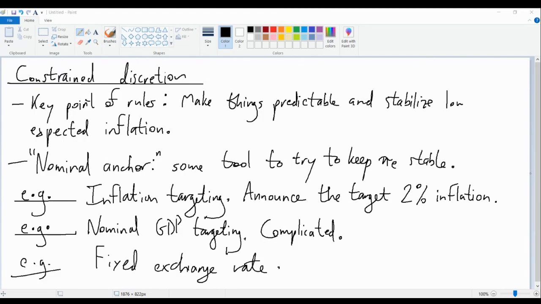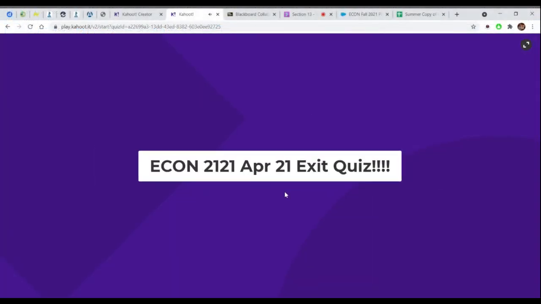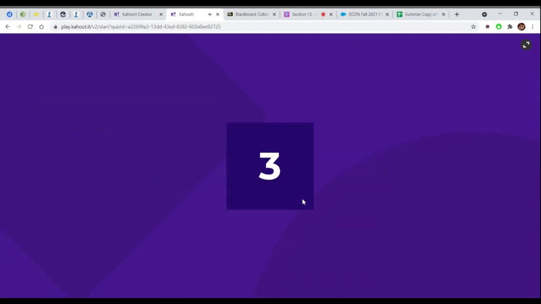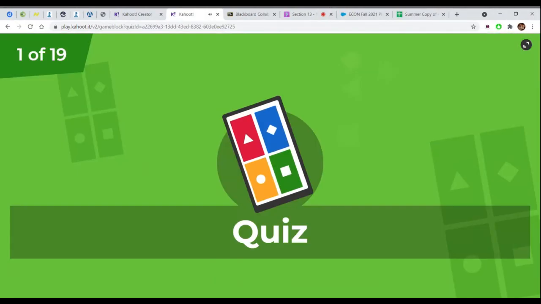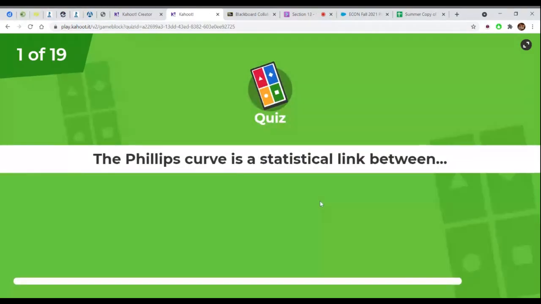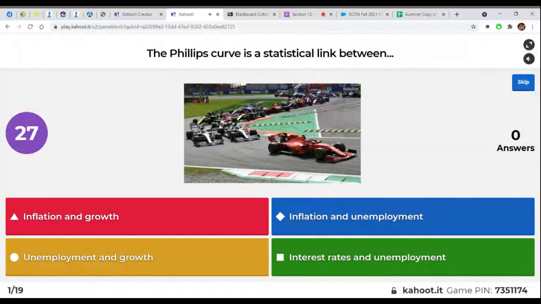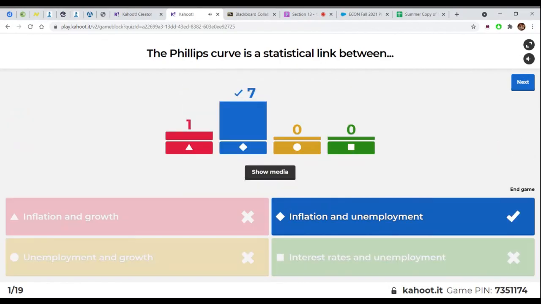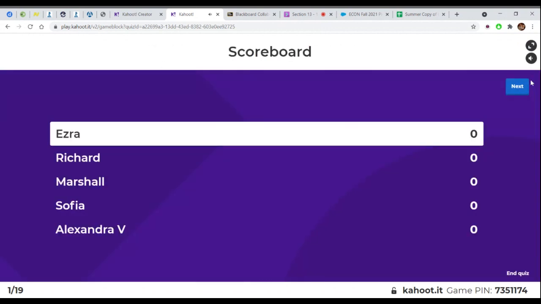Any further questions, comments? Three, two, one. Phillips curve is a statistical link between what? Inflation and growth, unemployment and growth, inflation and unemployment, or interest rates and unemployment? It is inflation and unemployment. Good job. Good job, Ezra.